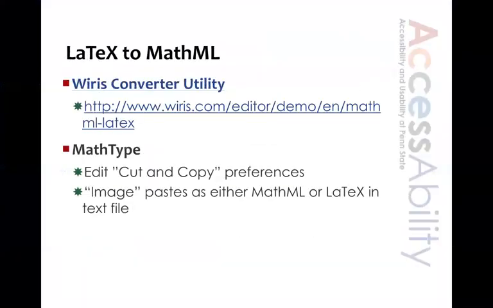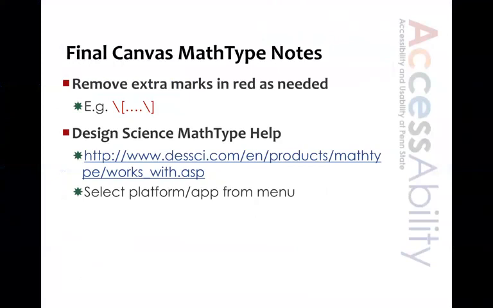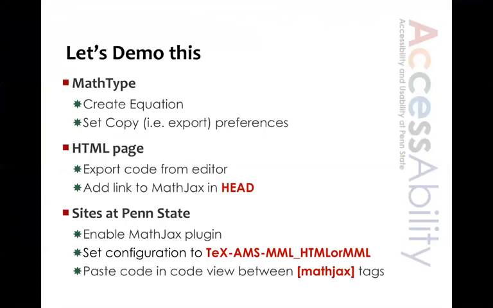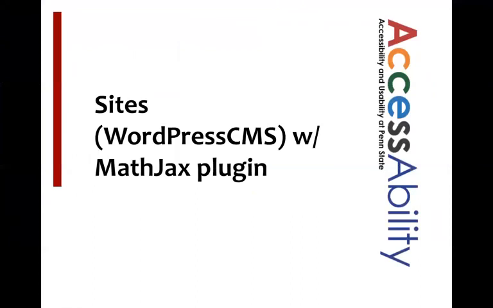So the other reason I demoed with MathML is if you are using MathType and you're converting to LaTeX and copying and pasting that, you might end up with these weird backslashes. You need to remove them. You'll see them on the editor. All right, so that's Canvas for you.